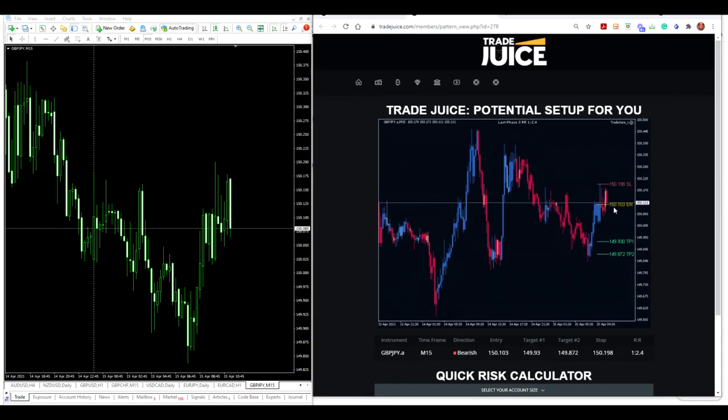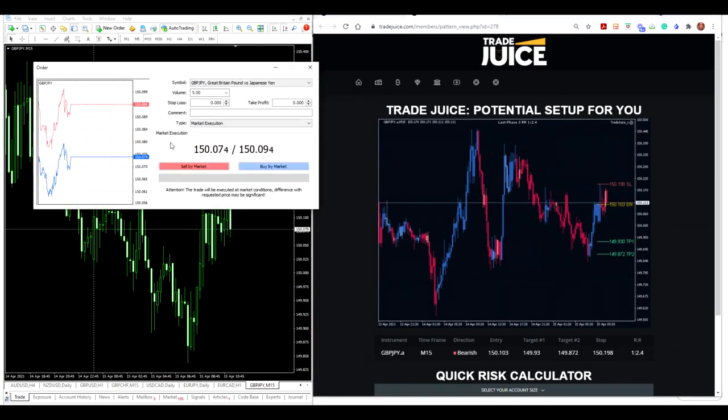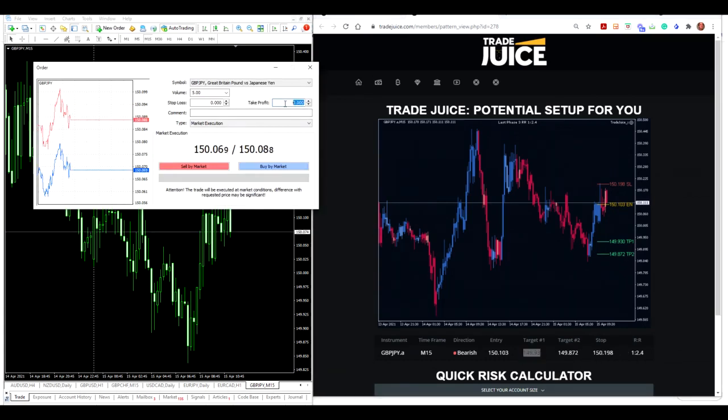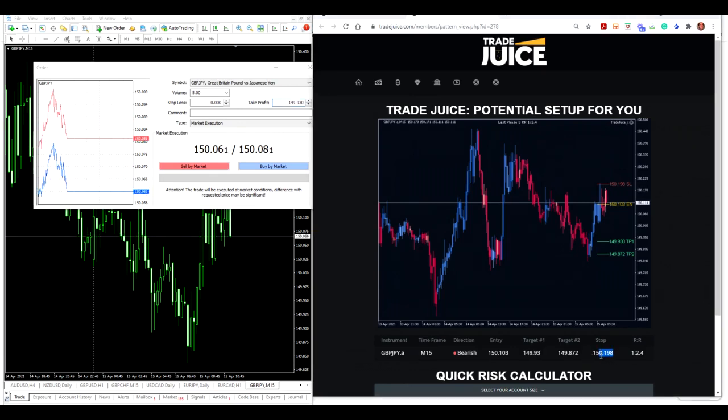I've got the entry point set out, target, my stop. And it's just gone under the entry point. So I'm going to enter a market execution order now. I'm going to set my target and I'm going to select my stop.